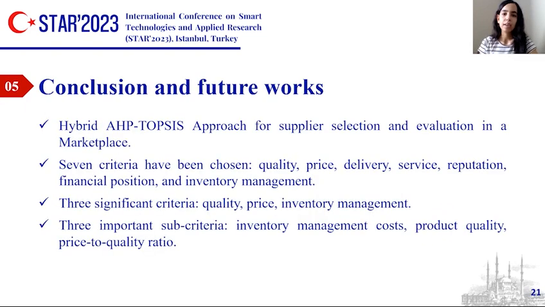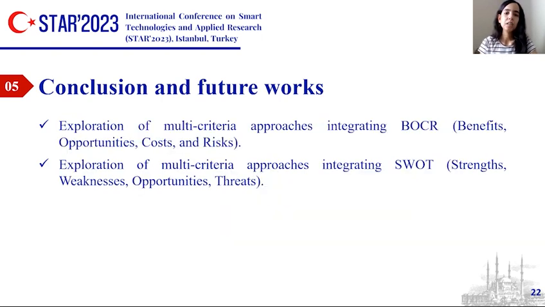In conclusion, we employed a hybrid approach for supplier selection. We used 7 criteria, each with 3 sub-criteria. The results indicate that quality, price, and inventory management were identified as important for making the best decision in supplier selection. As for future works, I plan to integrate other methods to optimize our decision making, like BOCR and ORSOT.